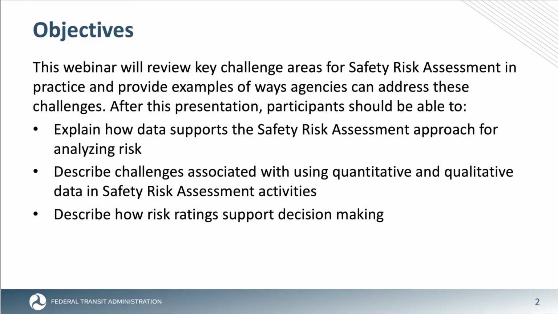Our objective for this webinar is to review key challenge areas for safety risk assessment in practice and provide examples of ways agencies can address these challenges. After this presentation, participants should be able to explain how data supports the safety risk assessment approach for analyzing risk, describe challenges associated with using quantitative and qualitative data in safety risk assessment activities, and describe how risk ratings support decision-making. And now, Andrew will review the agenda and key topics. Andrew, over to you.